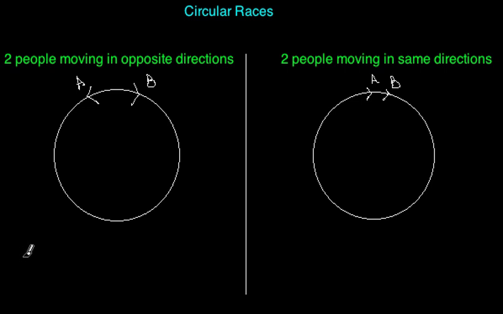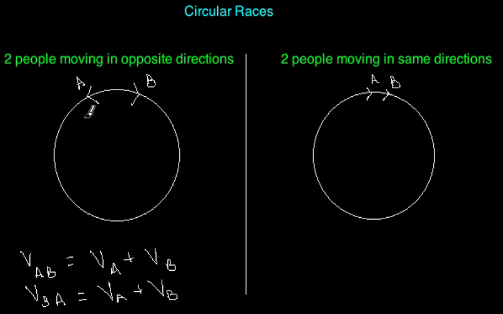Now because they are moving in the opposite direction, the relative speeds will get added. So the relative speed of A with respect to B will be the speed of A plus the speed of B. Similarly, the relative speed of B with respect to A would be the speed of A plus the speed of B. Because if A is moving in this direction and B is moving in this direction, then they will meet sooner than in the case when they are moving in the same direction.